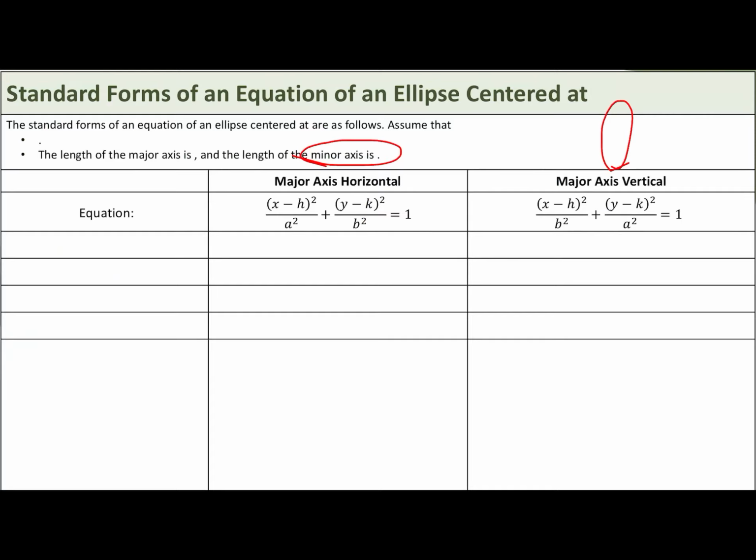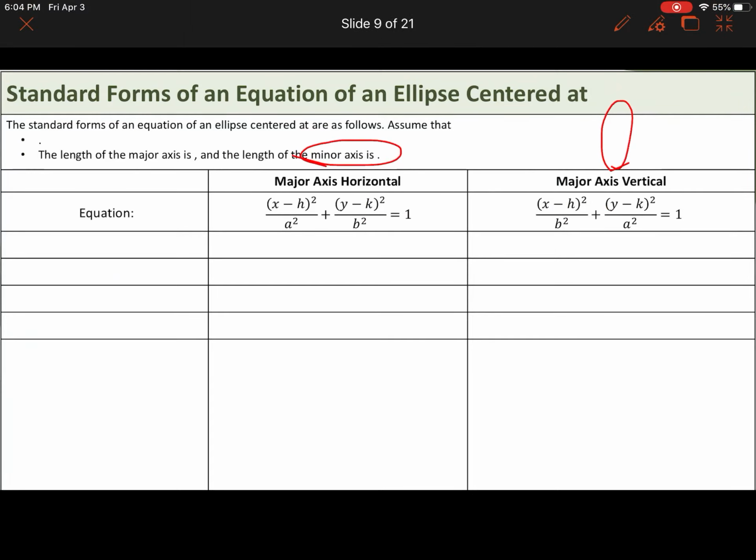All right, so when we look here, a is the bigger number, and it's under the x. And what that tells you is that the major axis, the one with a, is parallel to the x-axis. Whereas in this one, the a, the bigger number, is under the y. And so that's telling you that the bigger number, or the major axis, is parallel to the y-axis. So that's how you tell from the equation whether it's going to be horizontal or vertical.